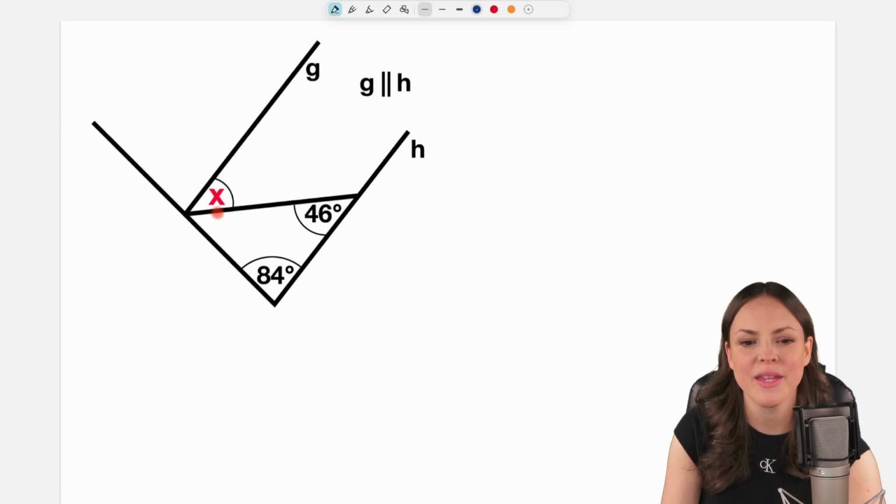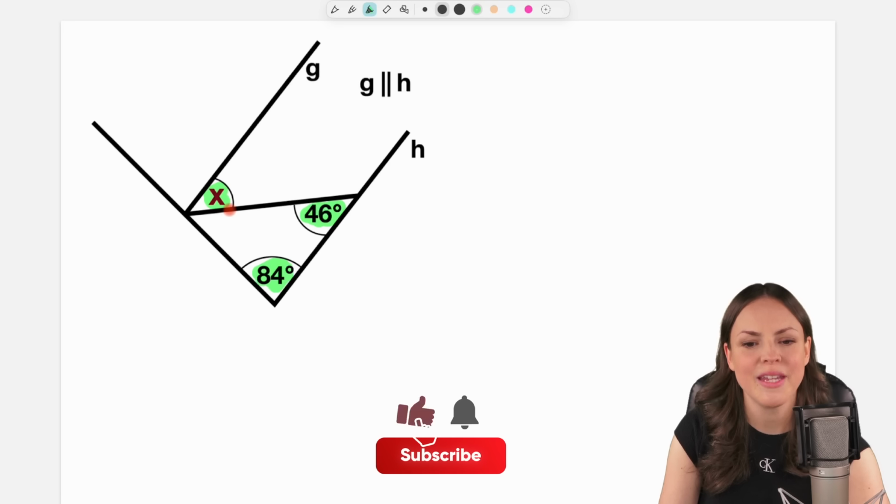Today I want to show you two different ways how to find this missing angle here. We have the line G and the line H, and they tell us that G is parallel to H. We are given this angle here and this angle here, and we have to find this missing angle here.